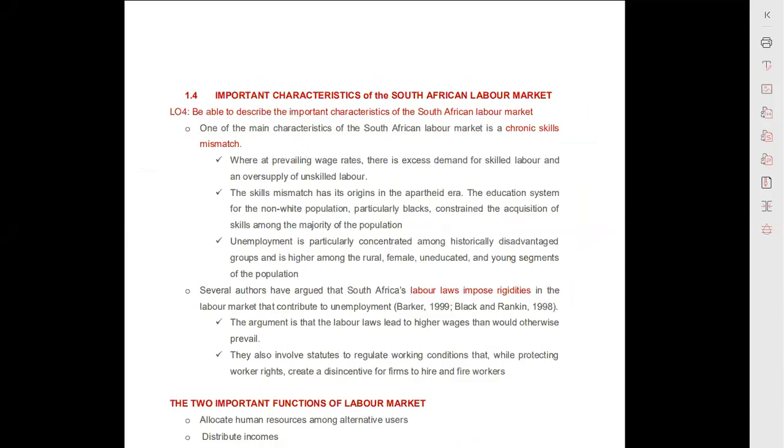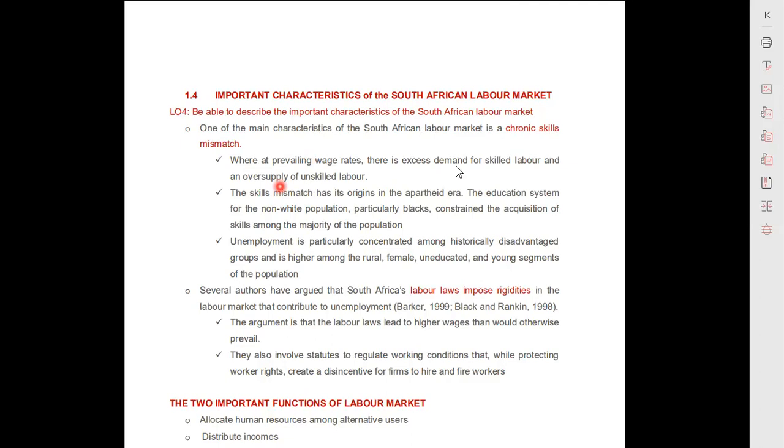Let's take a look at the important characteristics of the South African labor market. Within the context of South Africa, we experience what is known as a chronic skills mismatch. What is that? At the prevailing wage rates, there is excess demand for skilled labor and an oversupply of unskilled labor.